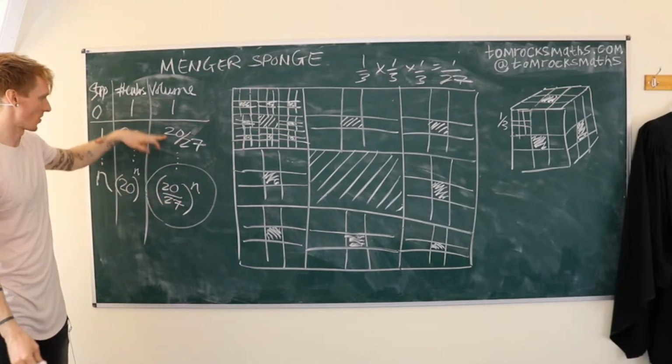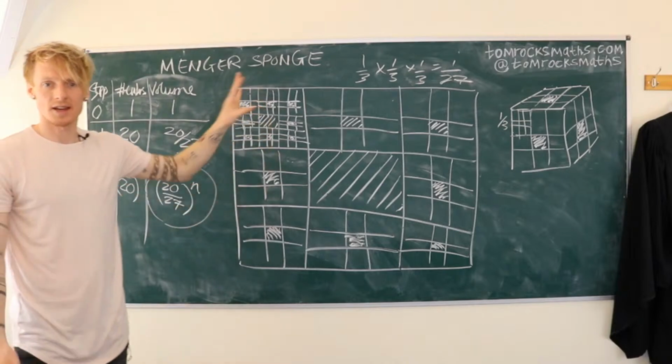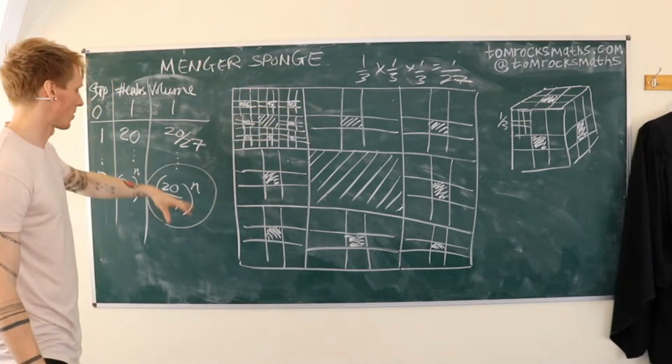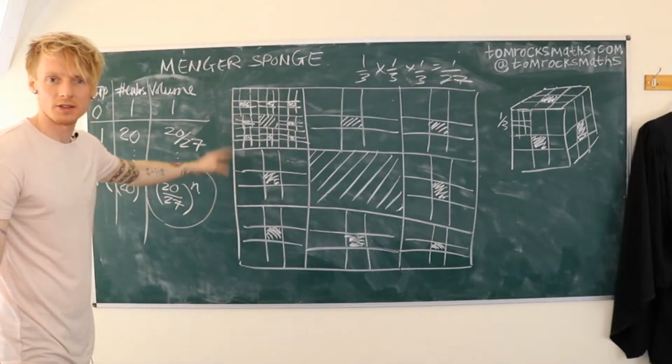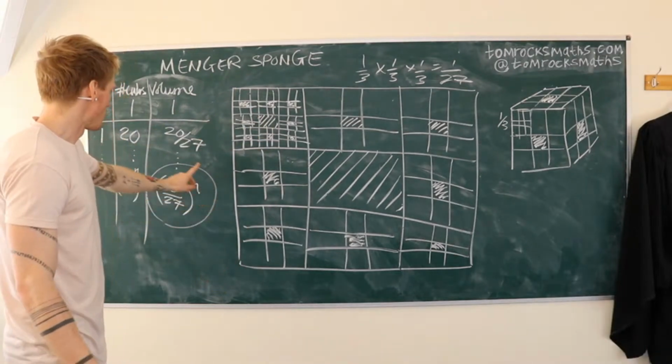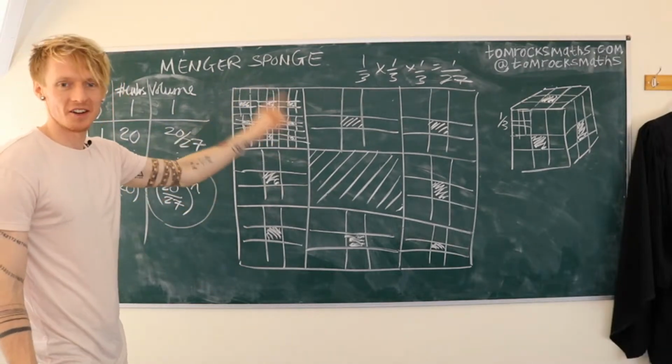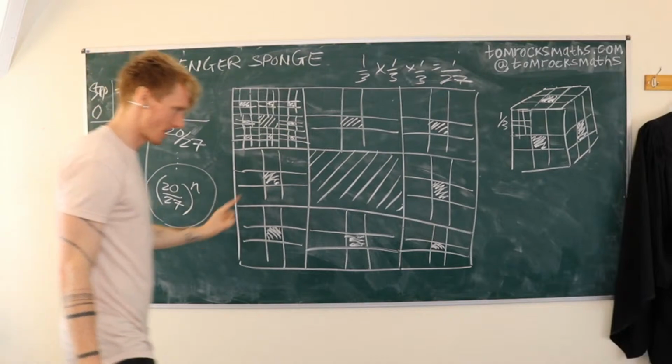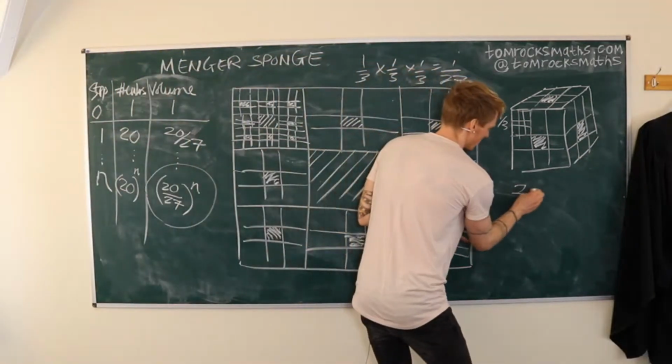So this works for the first 2. You can calculate the next one, and you'll get the right value given what step you're at. So the volume at step n of the Menger sponge is 20 divided by 27 to the n.